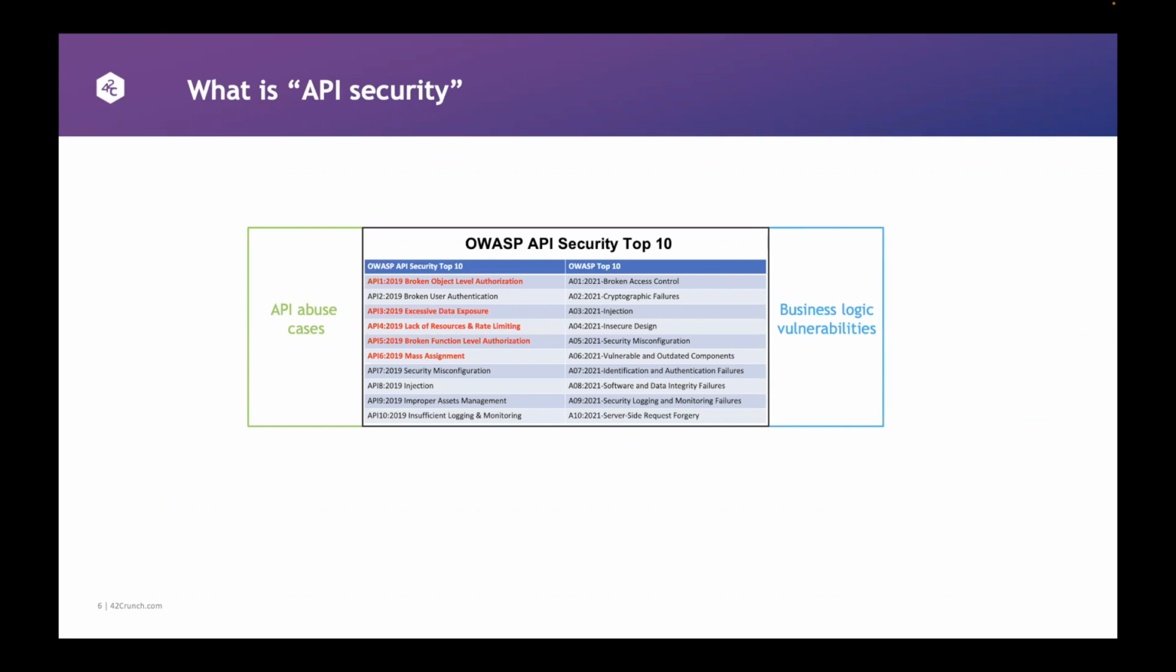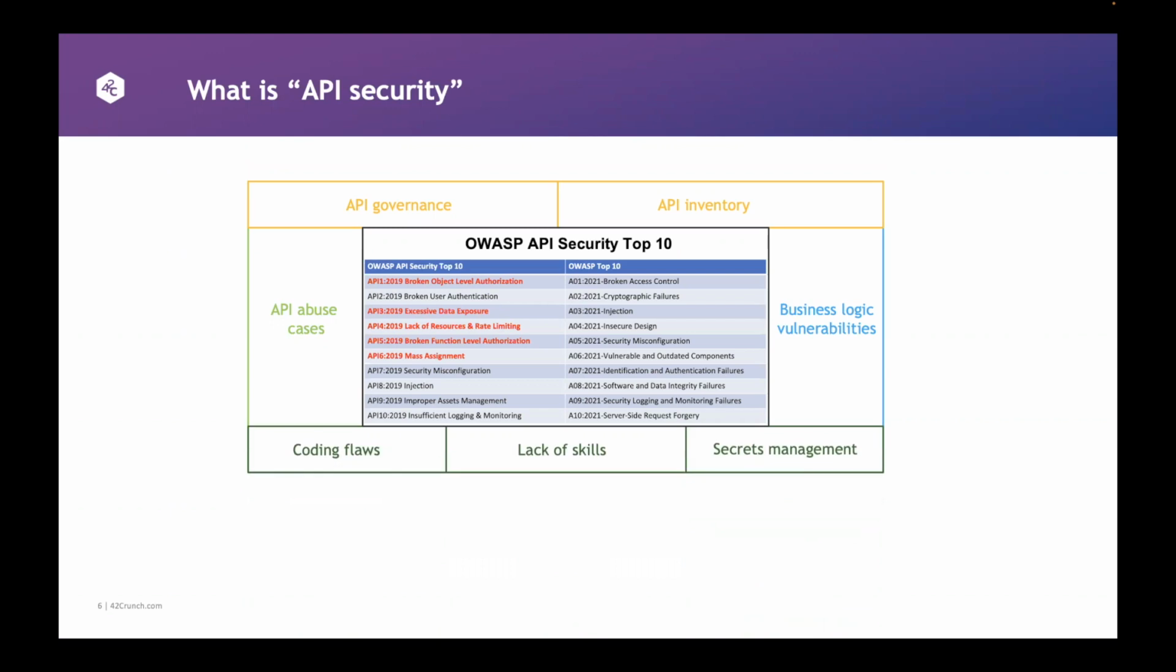Business logic vulnerabilities, these are things that transcend those lower level implementation vulnerabilities in the top 10. API governance and API inventory: if you're not running a sound practice on top of your API process, you're going to have problems. The lower level coding skills, your lack of skills in developers, we see that in most of the vulnerabilities that we cover. And secret management hygiene, and also people using vulnerable components and operating system vulnerabilities.